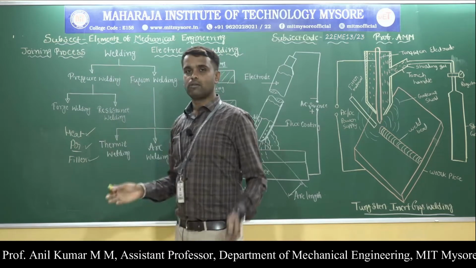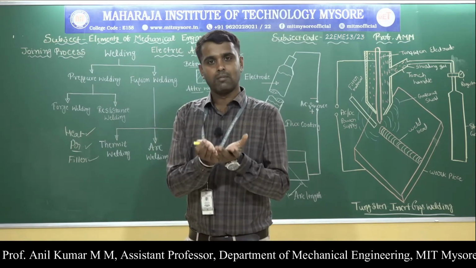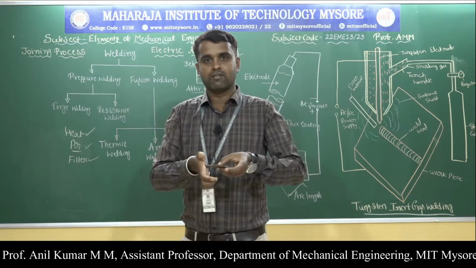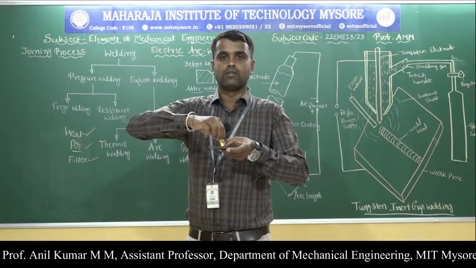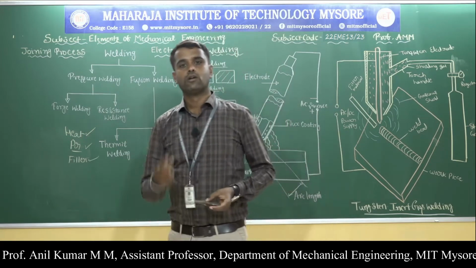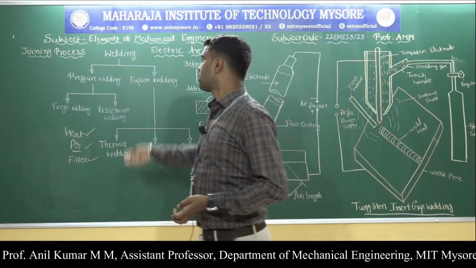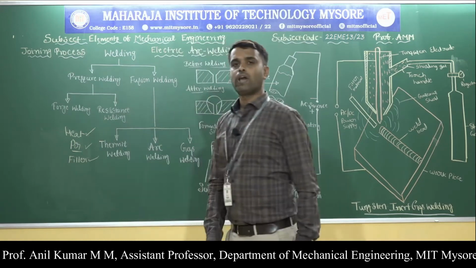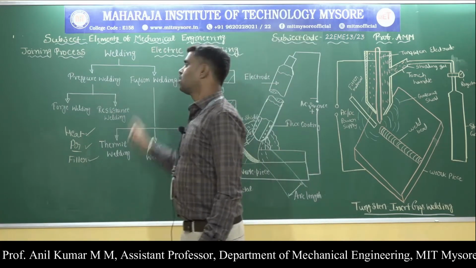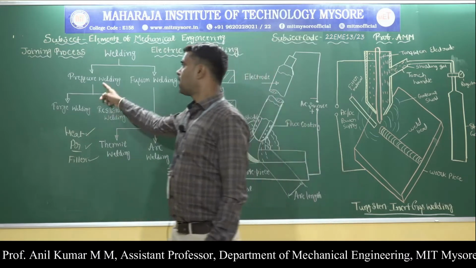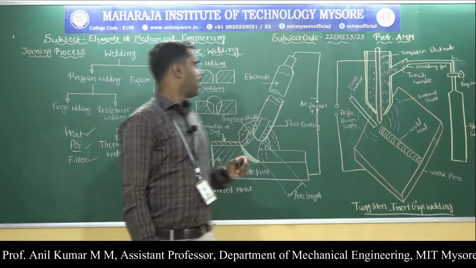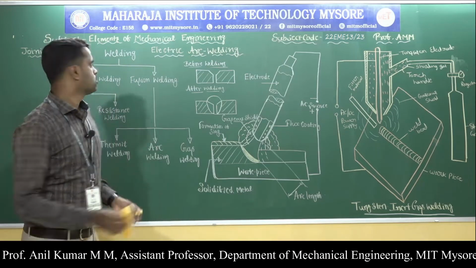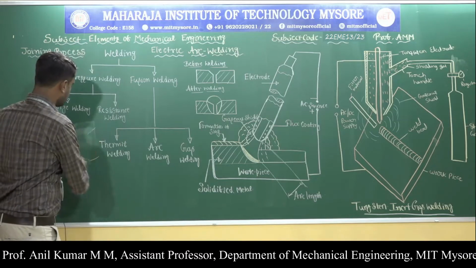So welding is nothing but joining two or more similar or dissimilar materials with the application of heat, and with or without external pressure and filler material. That process we call welding. This welding process is further classified into two types: pressure welding and fusion welding. Pressure welding is also called plastic welding, and fusion welding is also called non-pressure welding. Now let us discuss them one by one.